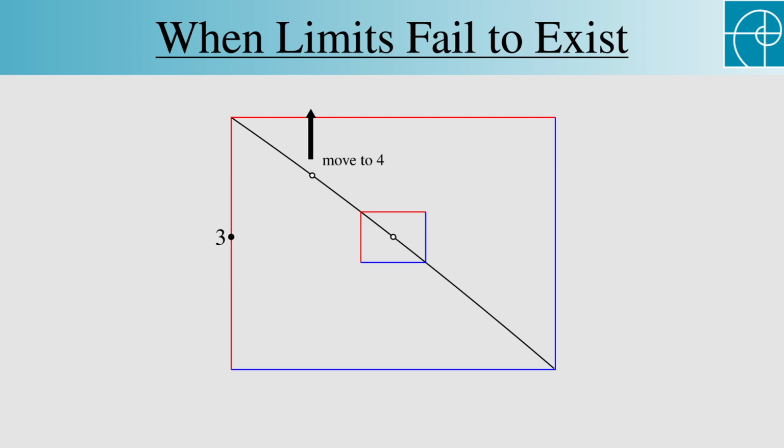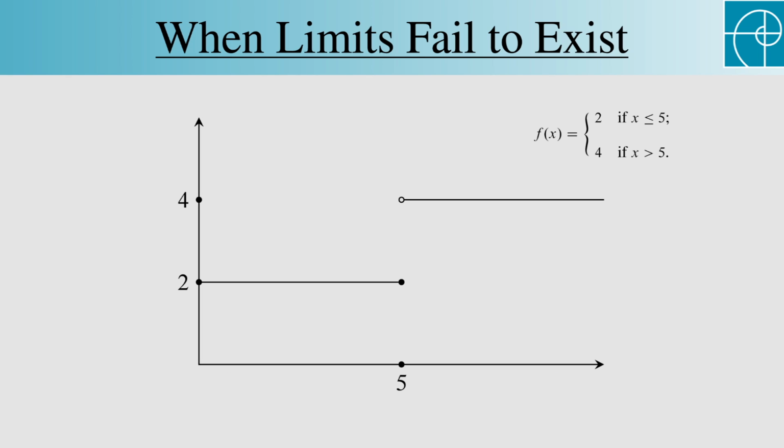But there are two special ways that limits can fail to exist that are worth discussing individually. In the first case, the function behaves well on each side of a point. In this case, that's x equals 5. But the two pieces of the function on either side of that point don't meet. In this example, the image under f of any interval around x equals 5 will include both 2 and 4, so the limit can't exist. The function's not approaching a single value.